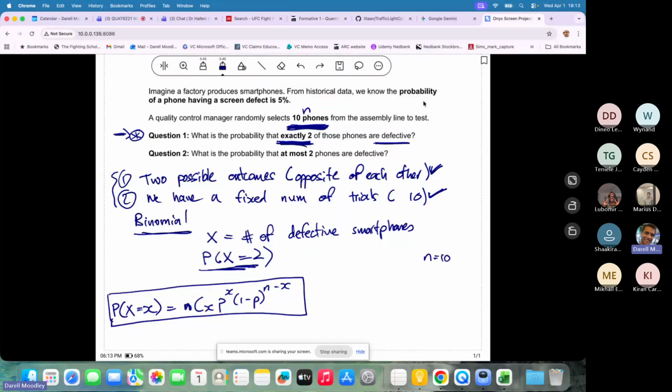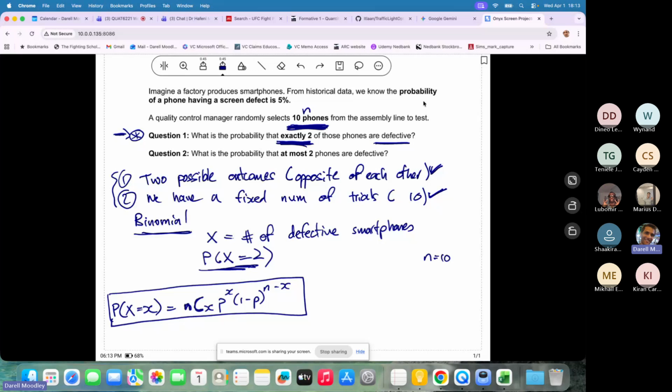And C, now this C isn't really a variable. This is a function in your calculator. All right, so I'll talk you through how to use it. I did cover it in the video last week, so hopefully you watched it. But if you didn't, I'm just going to talk you through how to do it again.